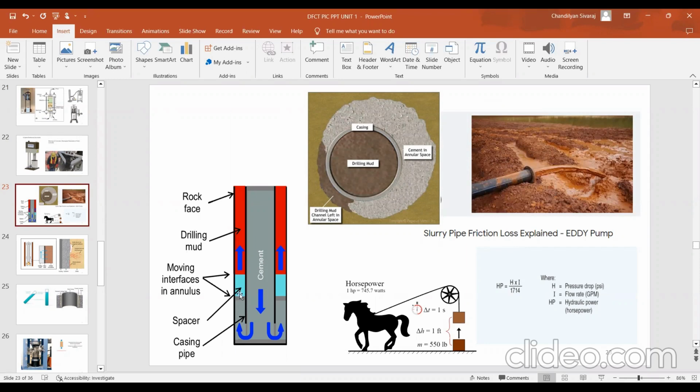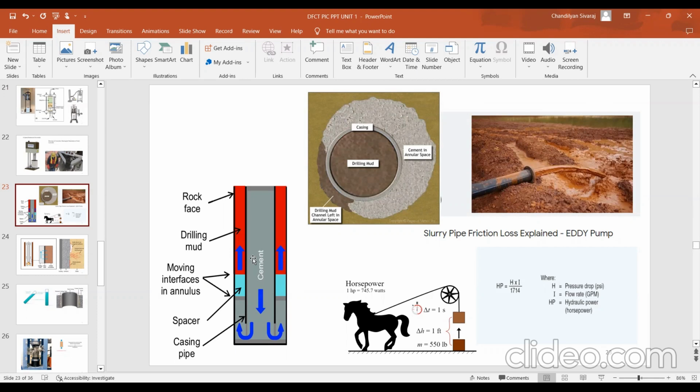We will not talk about it as of now. We'll be doing this in the third unit. Cementing fluid is pushing the drilling fluid. You can see the red color is the drilling mud, drilling fluid, and cementing fluid is pushing the drilling fluid, because drilling and cementing are alternate fashions of business.